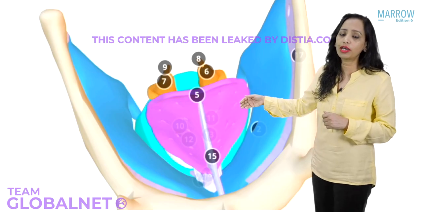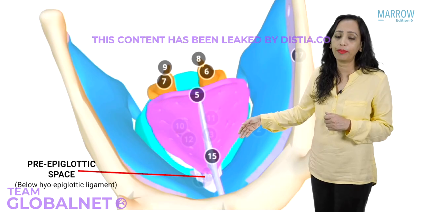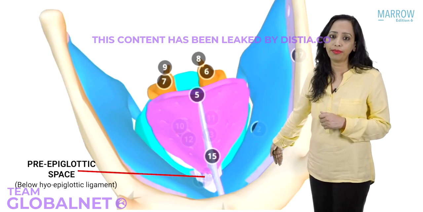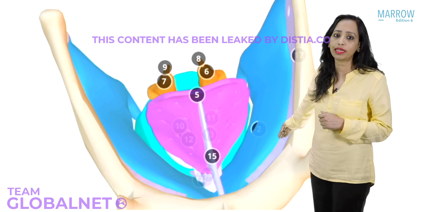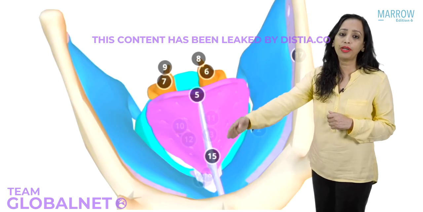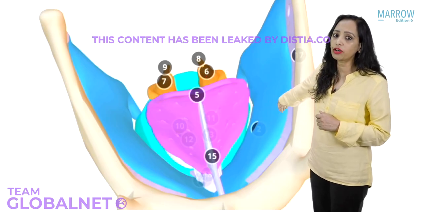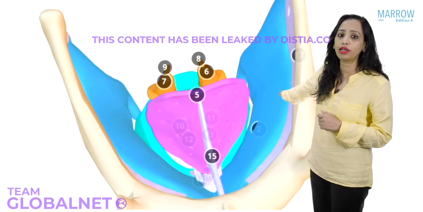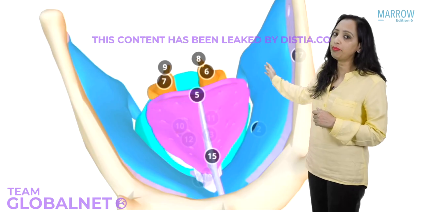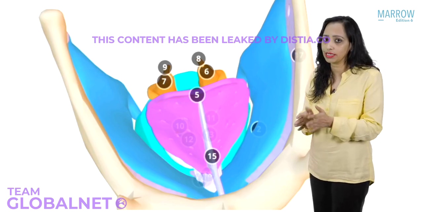And just a look at the pre-epiglottic space. That is below the hyoepiglottic ligament, in between the epiglottis and the thyroid and the thyrohyoid membrane. And on the sides here, this is the paraglottic space on both sides. The pre-epiglottic space communicates with the paraglottic space, and this paraglottic space extends throughout the length of the larynx. Laterally we have the thyroid ala, and medially we have the quadrangular membrane superiorly and the conus elasticus inferiorly.